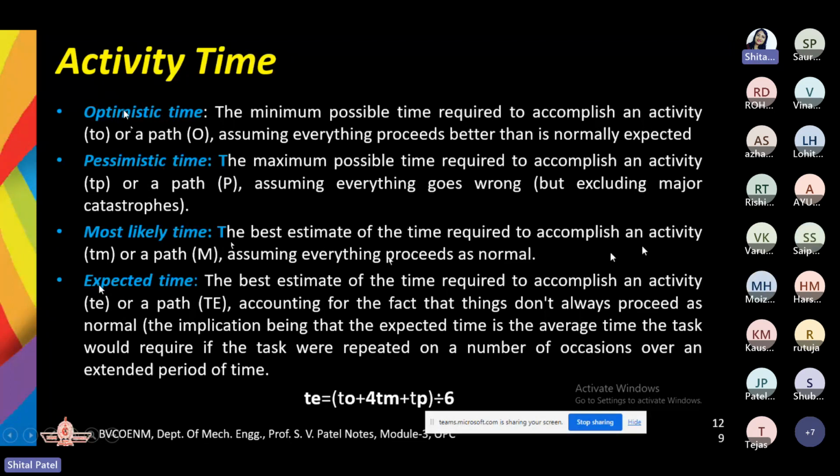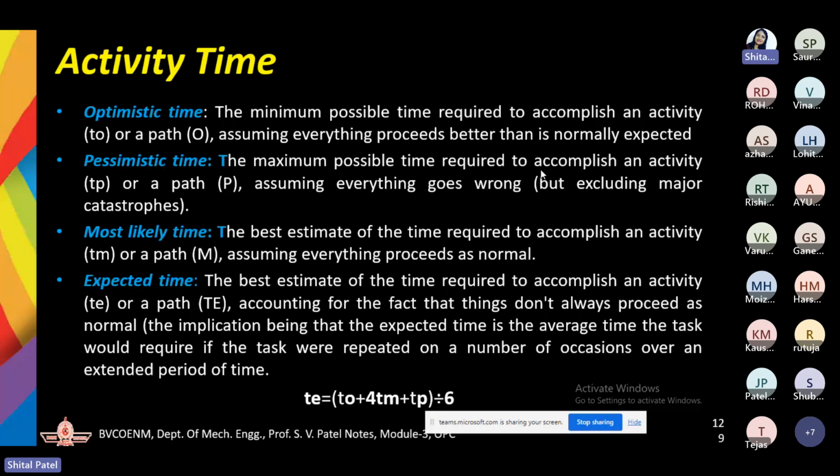So here we are considering the minimum possible time required to accomplish an activity or a path, that is your optimistic time. Means everything is normal, everything is in favor of us. Suppose you get everything readymade and you have to complete the activity, that is an optimistic time. But it is not possible every time.